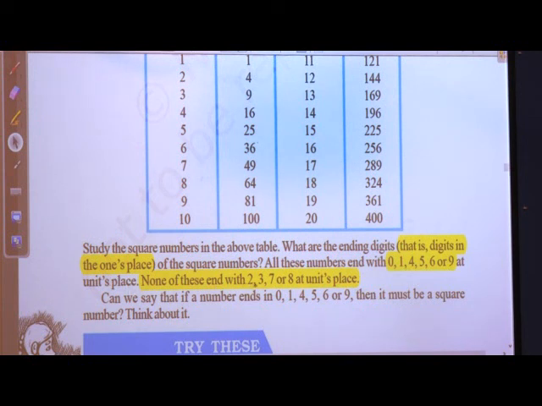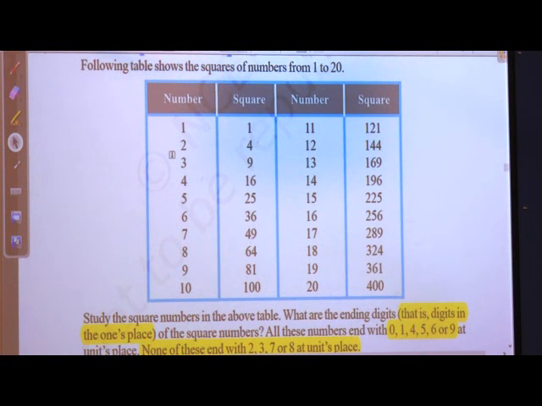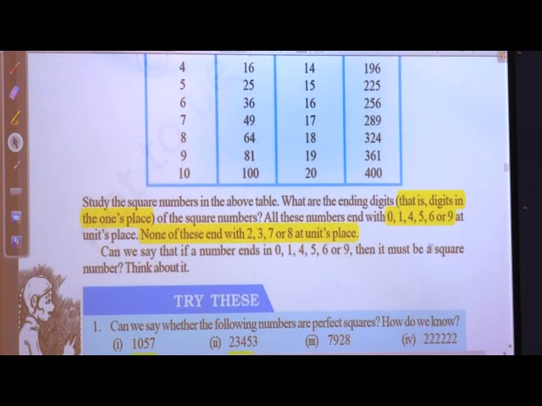None of these end with 2, 3, 7 or 8 at the units place. These are the squares. We have seen the properties of square numbers and we had seen this table: what is 1 square, what is 2 square, what is 19 square and what is 200 square. After that we had studied that all these squares end with what in the units place?